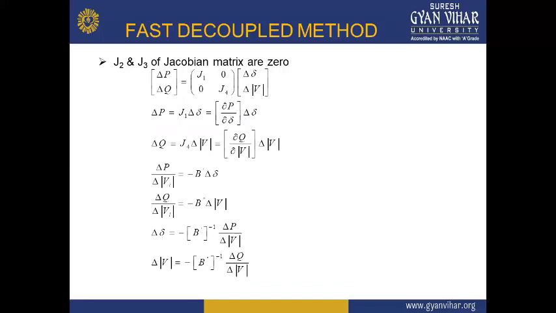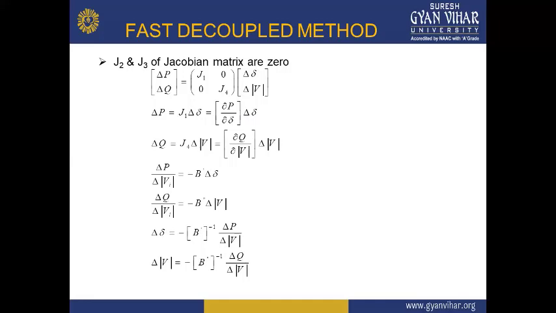Now, today we are going to discuss the fast decoupled method. In the fast decoupled method, the components J2 and J3 of the Jacobian matrix are taken as 0. That is, only J1 and J4 will exist, and J2 and J3 will become 0 as shown in this matrix. Now, from this matrix, we can calculate delta P is equal to J1 delta delta, which is equal to del P upon del delta into delta delta.